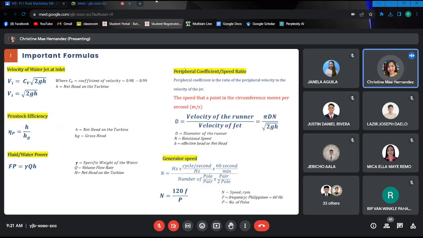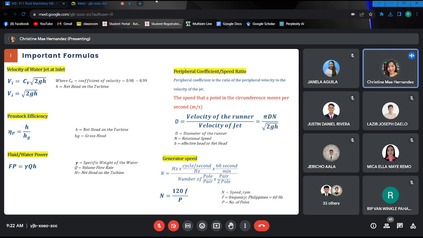Yan. Another important formula is for velocity of water jet at the inlet. So pag merong given tayong CV, which is the coefficient of velocity. So coefficient of velocity is ranging from 0.98 to 0.99. So kung wala namang given, okay lang, the square root of 2gh or the gravitational acceleration times the TDH or the total dynamic head. Hence, the coefficient C is equal to net head on the turbine over the gross head.